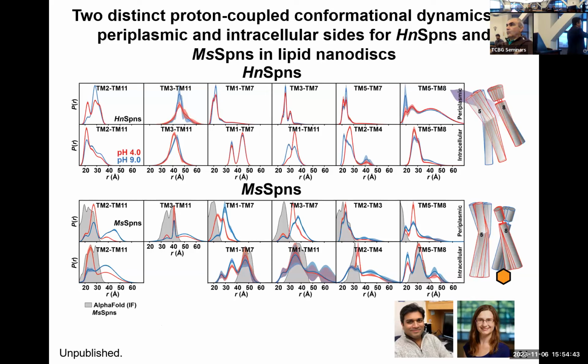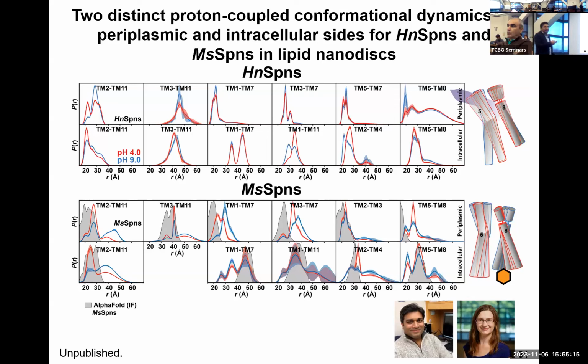Upon protonation, in this case, we had a more flexible periplasmic side, but the intracellular side was not. But in the case of the bacterial homolog, we have a shift to shorter distances, meaning the overall closing of the periplasmic side, but we have a shift to longer distances on the intracellular side, which makes sense. If it's a flux transporter, it has to close upon protonation and open up for the substrate to reach.